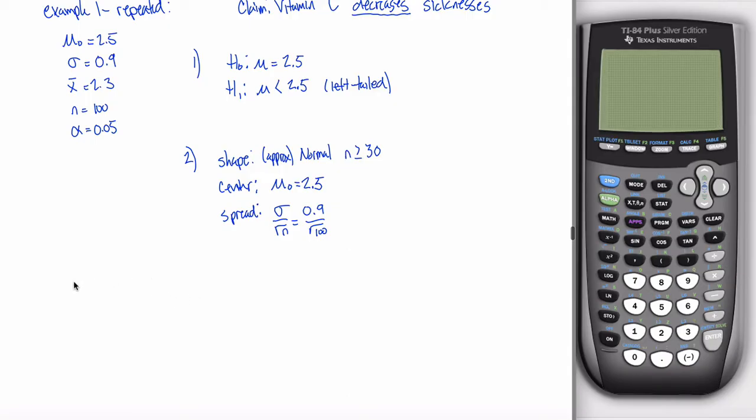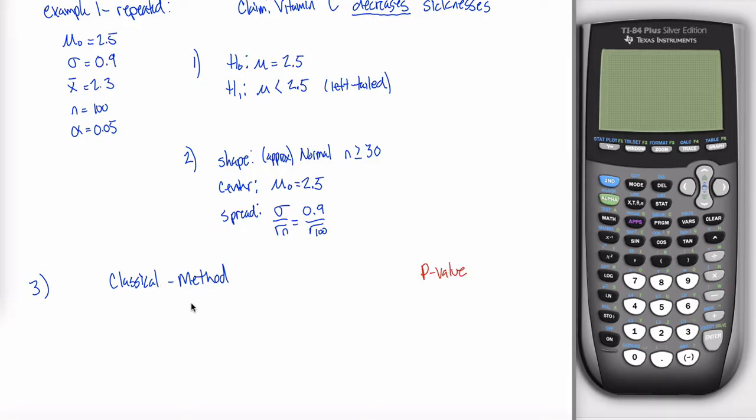Where I want to spend some time is in step 3 here. Step 3 is where you draw the picture, and there are 2 different pictures that you can draw. In this video, we're going to draw the picture for the classical method. In the next video, over to the side, we'll draw the picture for the p-value method of hypothesis testing. But in this video, just the classical method.